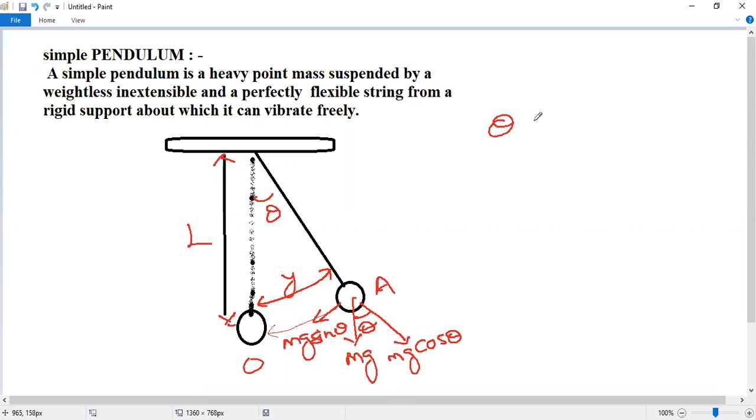Listen, theta is equal to y by L. Here y means the displacement from the mean position O to A, and L is the total length. Theta depends upon y by L. When theta is maximum, y is maximum at the extreme point.